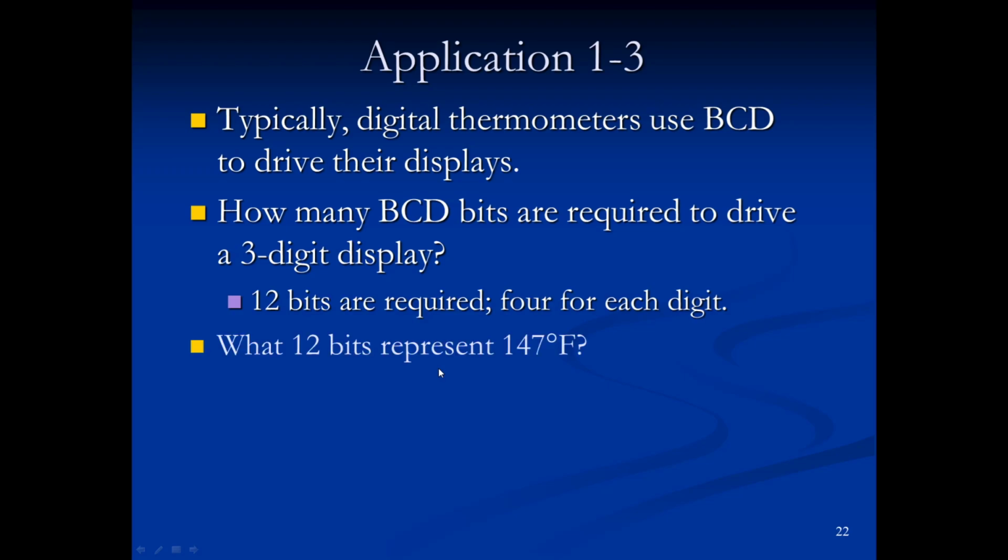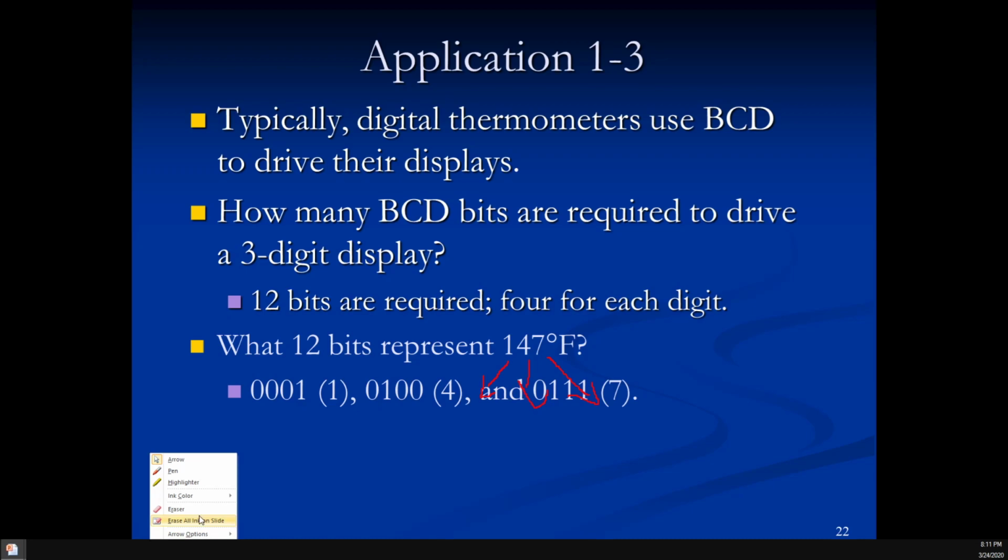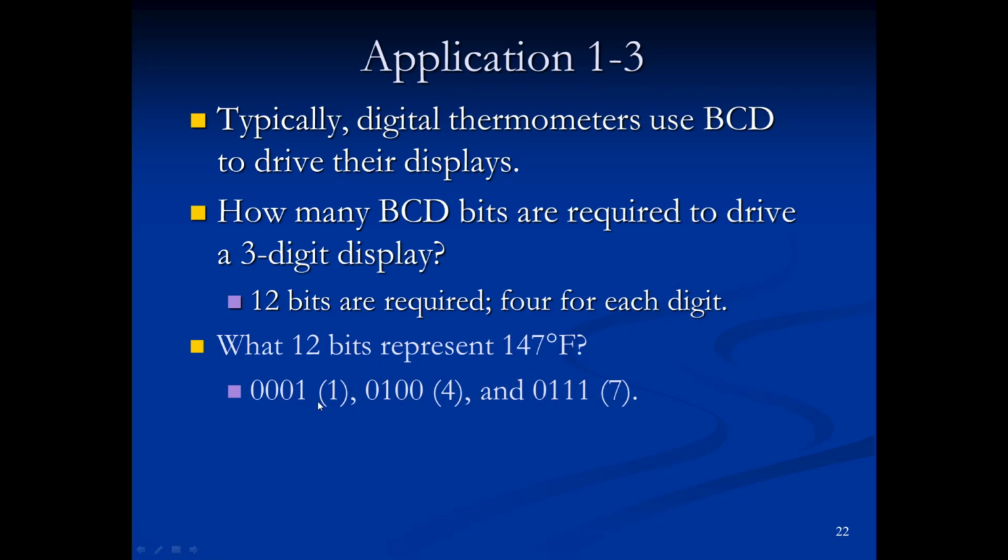And then they ask what 12 bits represent 147 degrees Fahrenheit. Well, in BCD, we just take each number. We would just break off 1, figure out what 1 is in binary, figure out what 4 is in binary, figure out what 7 is in binary, and determine each digit separately, what 4 bits represent that digit, and then we just put them all together. So if you do that, and I'll go ahead and erase that ink, we would translate 1 into 0001, 4 would be 0100, and 7 would be 0111.